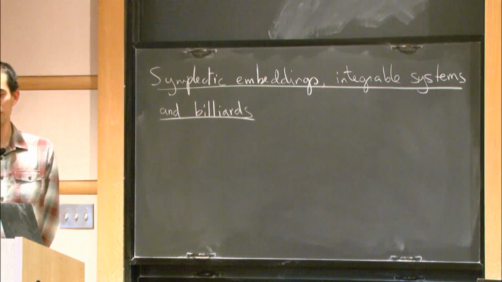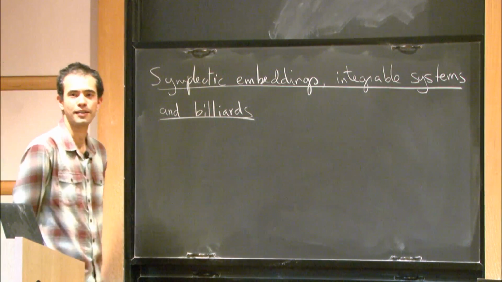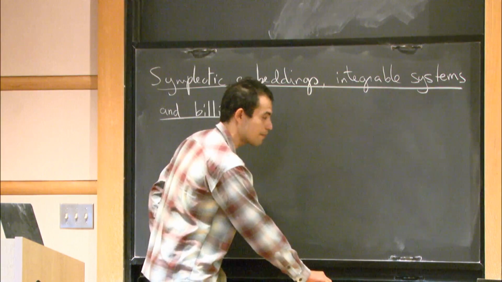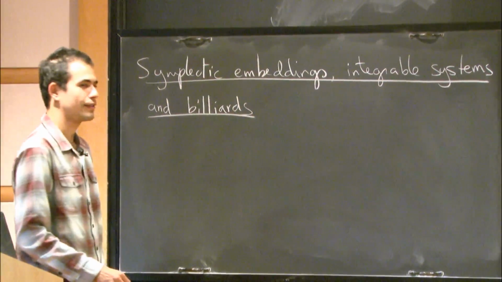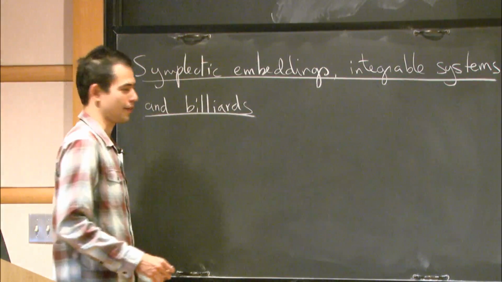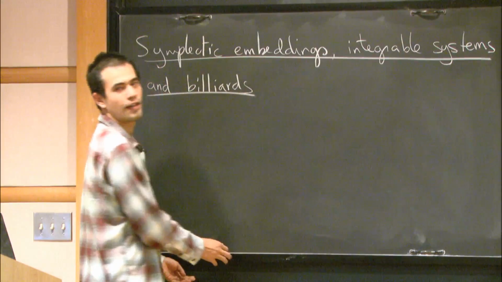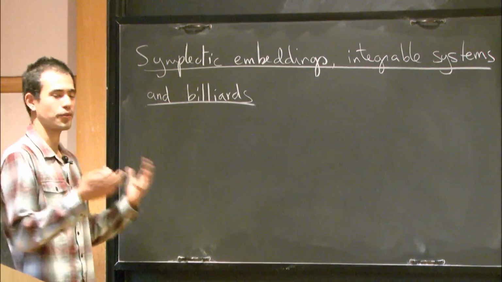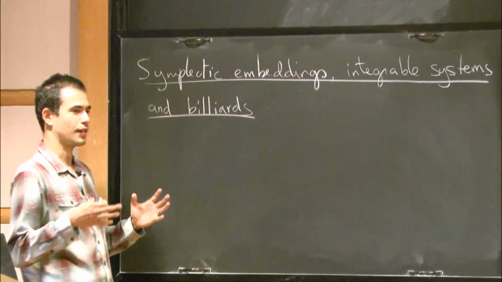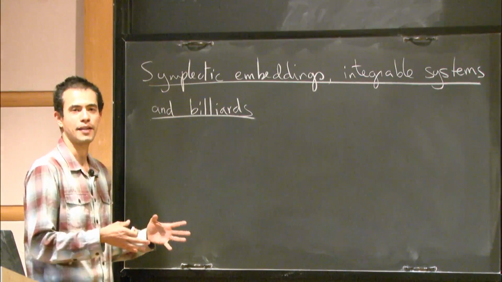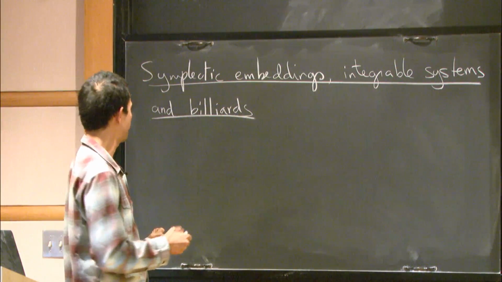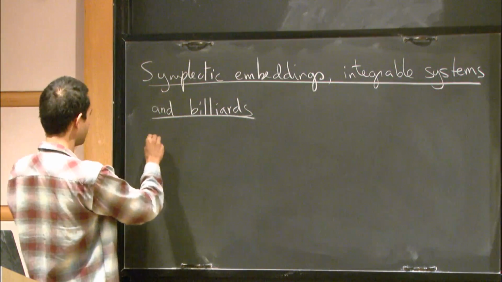So one of the most groundbreaking results in symplectic geometry, as I think many of you know, is Gromov's non-squeezing theorem. Gromov was one of the first people to point out that there was a lot more going on with symplectic embeddings than one could have thought before. So what did he say?